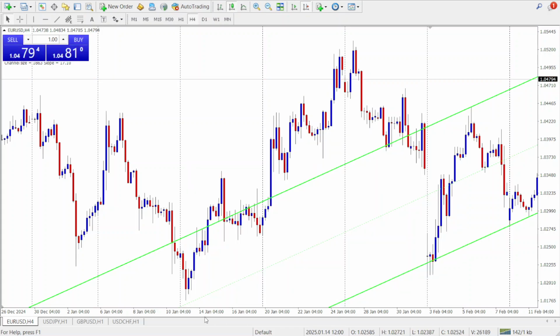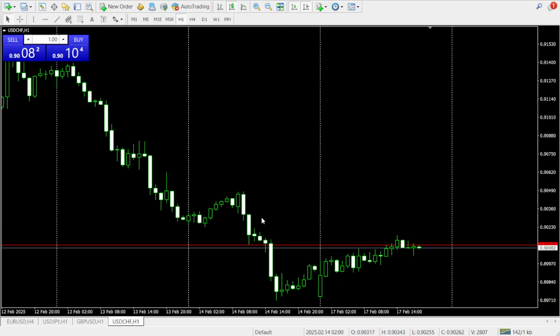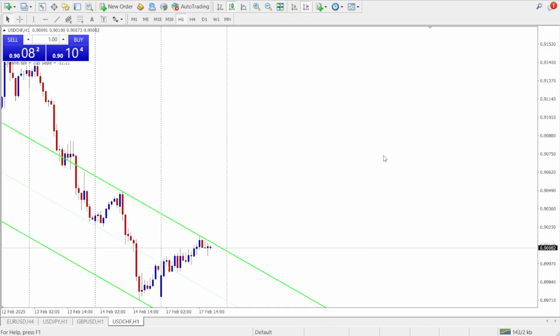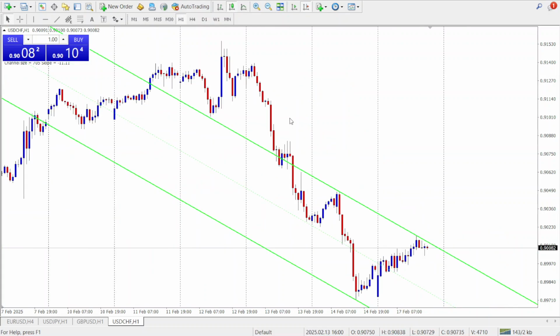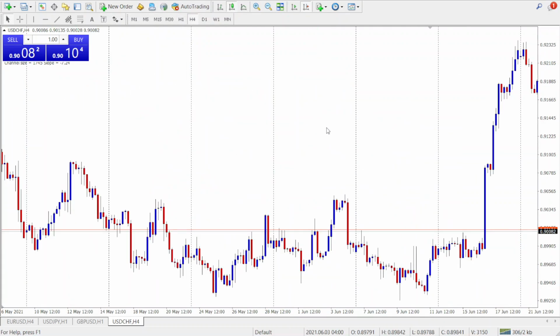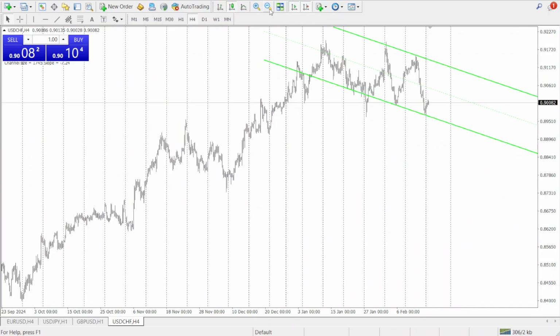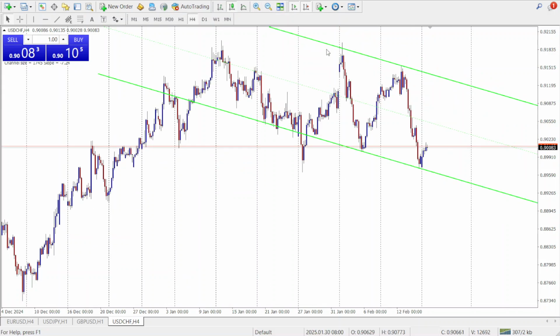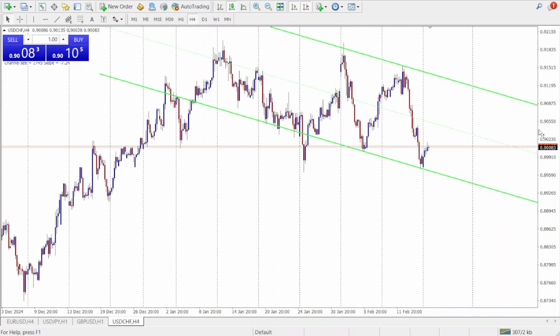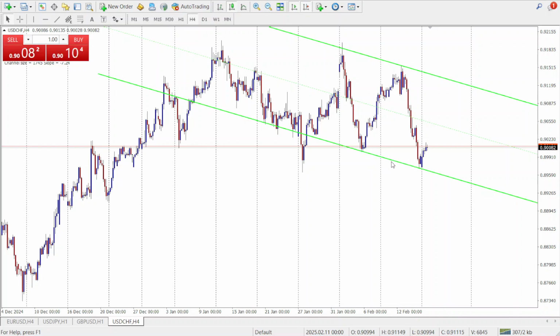Let me just save this as a template. All right, so now you can see whatever currency pair that you load the indicator on is just going to automatically identify the channel for you. So now we can see that you can use this indicator to identify the prevailing trend automatically. When price remains inside an uptrend or a downtrend, you can just look for continuation setups.